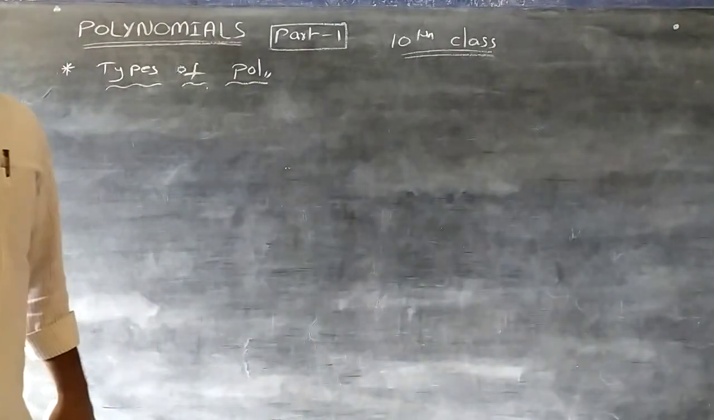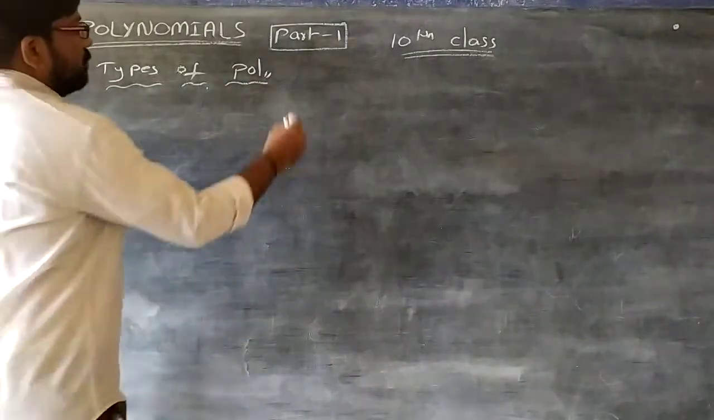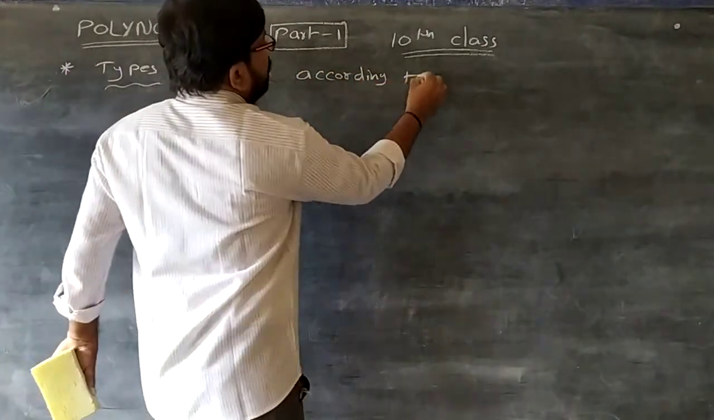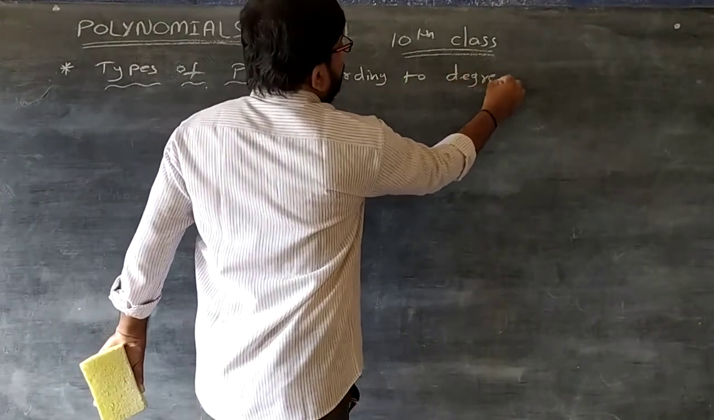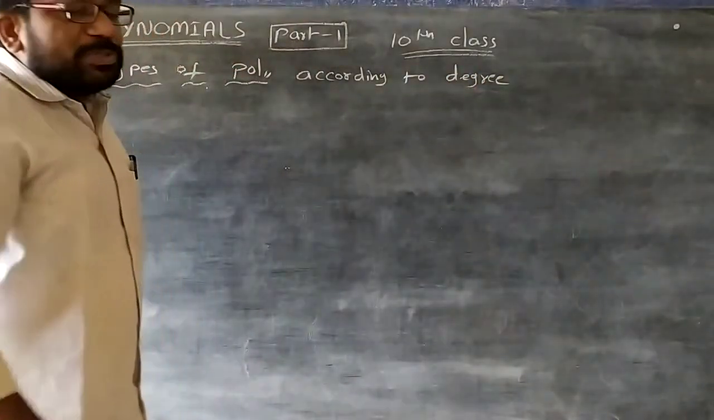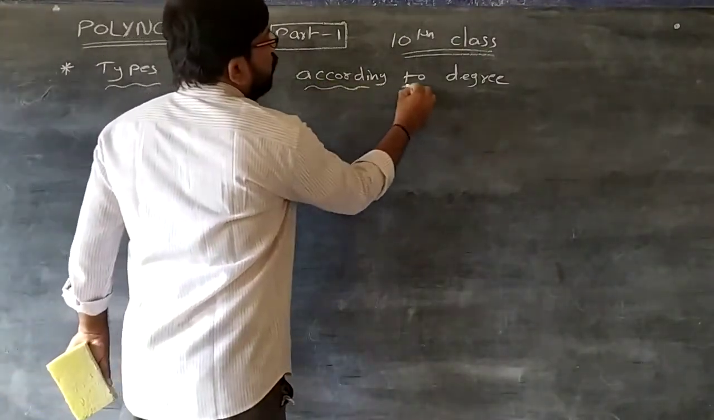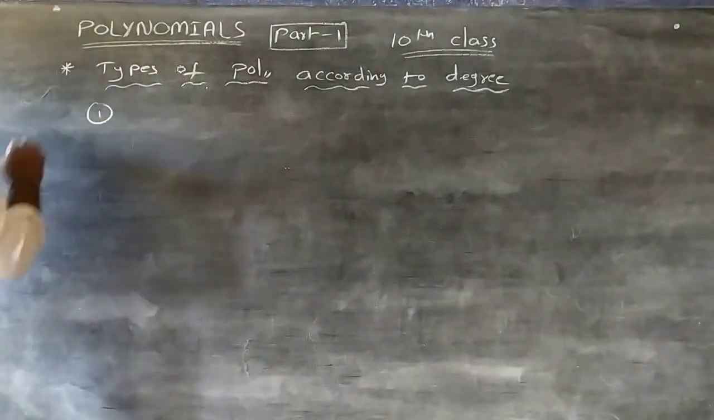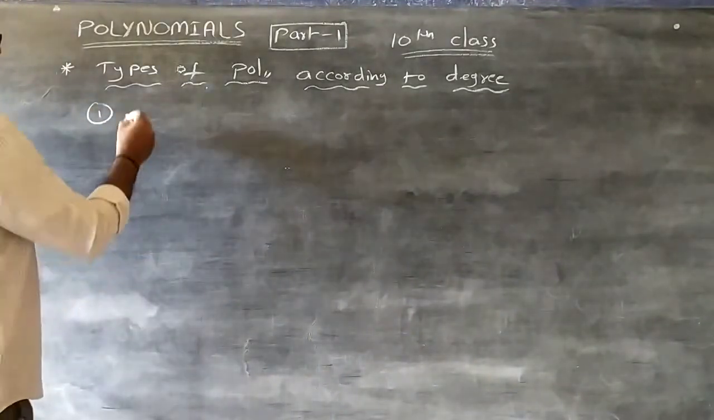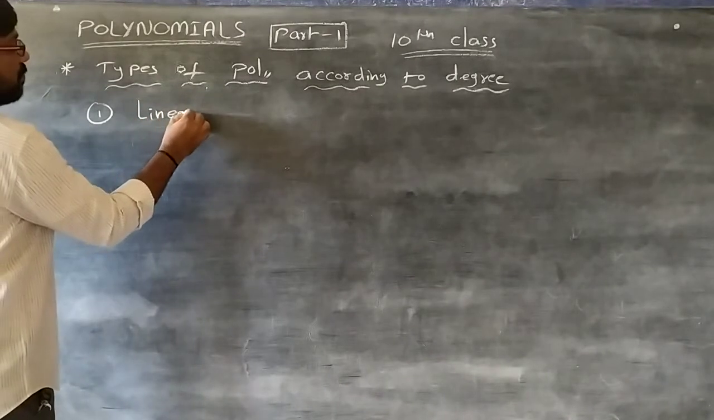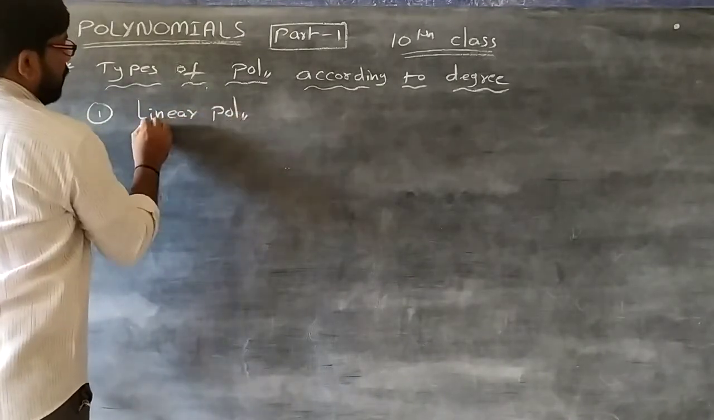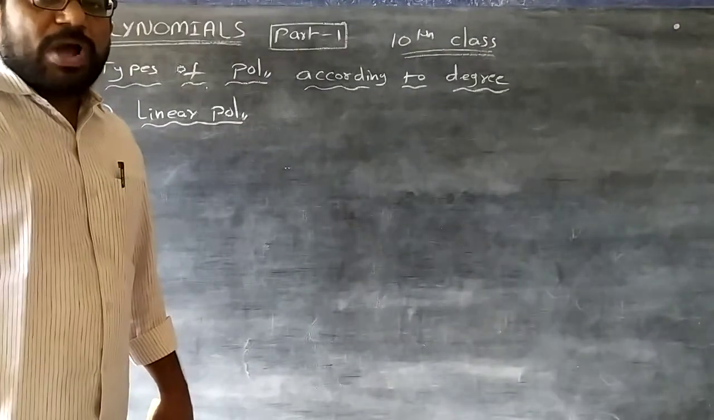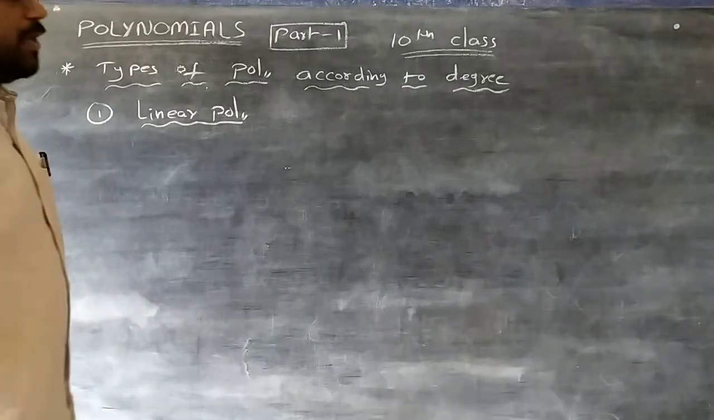Types of polynomials according to degree. Observe carefully. The first one, linear polynomial. If the degree of a polynomial is 1, then that is called a linear polynomial.